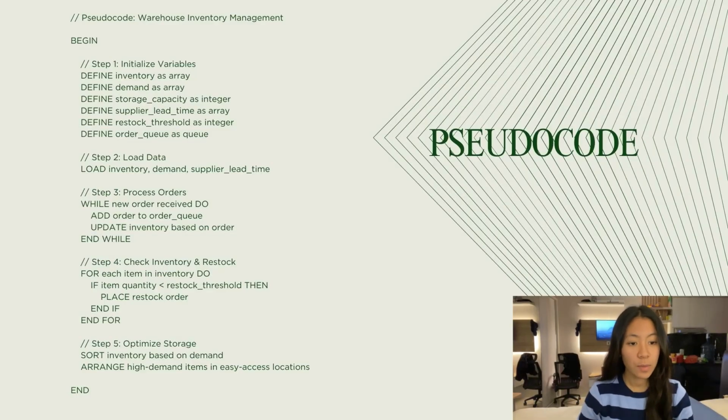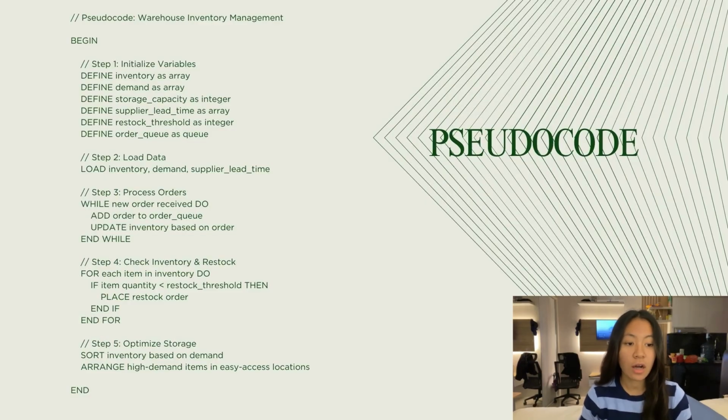So on this slide, we have a simple plan for how our warehouse inventory management system works. First of all, we set up the main variables like our current inventory, how much demand we expect, and the limit of our storage space. Next, we load all the important data. Then, whenever a new order comes in, we add it to our queue and update our inventory.